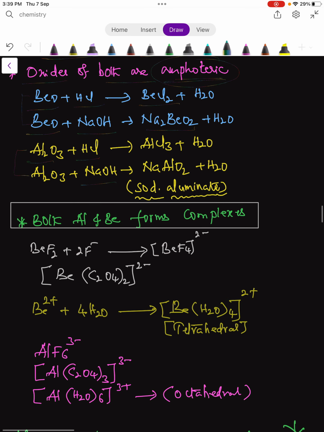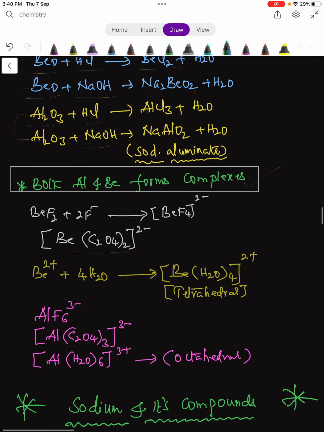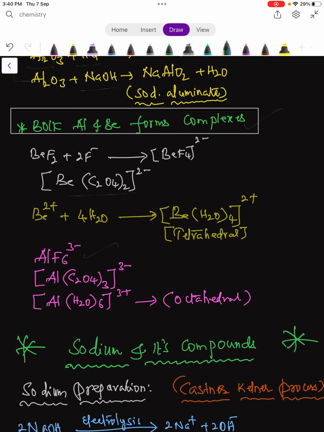Next, both aluminium and beryllium can also form complexes. What type of complexes? BeF2 plus 2F minus gives rise to BeF4 2 minus, and a beryllium oxalate type of complex, BeC2O4, is also formed. Aluminium also forms complexes like this.